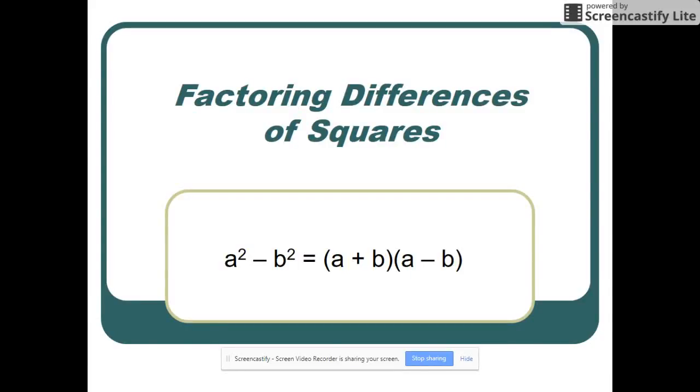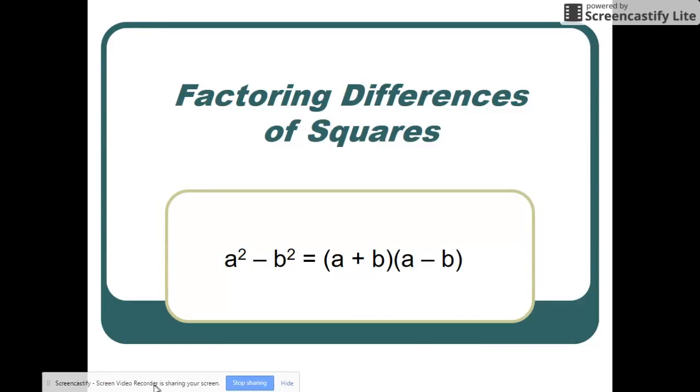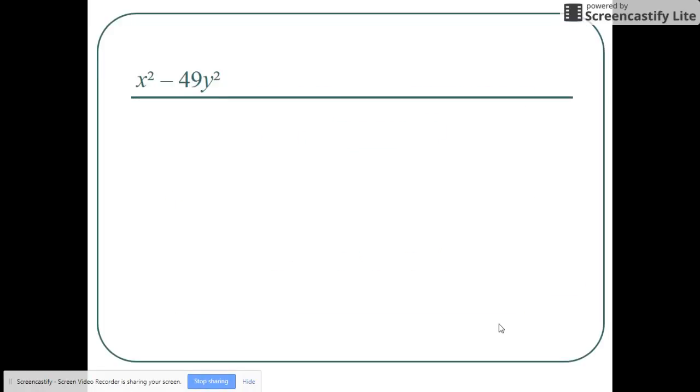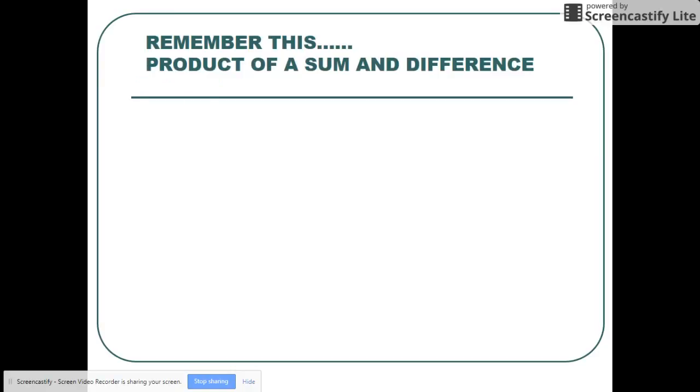Okay, so here we're looking at factoring differences of squares. Now, you'll see we're going to talk about this equation, which is equal to this equation, which you have already seen when we're factoring squares. All right, let me move this over here. Okay. So if we're given an equation that says x squared take 49y squared, now we have to factorize that.